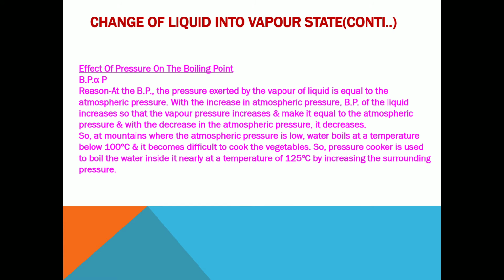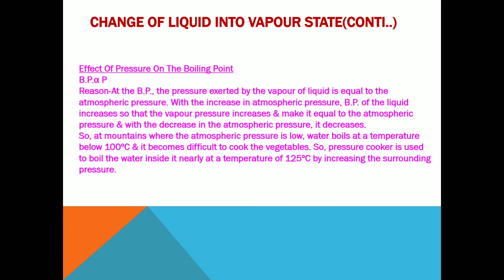For boiling there is a fixed temperature. At a fixed temperature the liquid starts boiling. But evaporation can happen at any temperature below the boiling point of the liquid. So the boiling point, BP, is directly proportional to pressure. That is, the boiling point increases with the increase in pressure and decreases with the decrease in pressure.